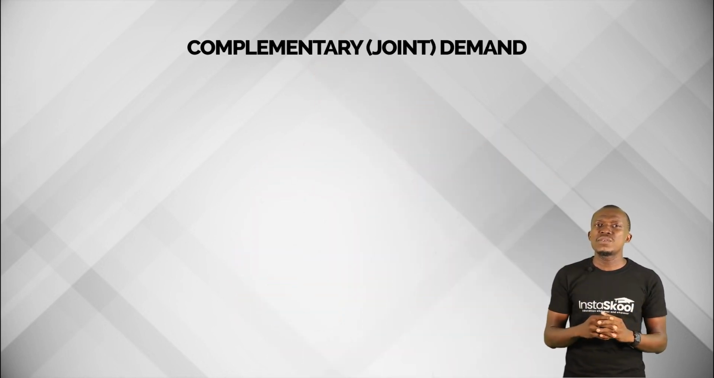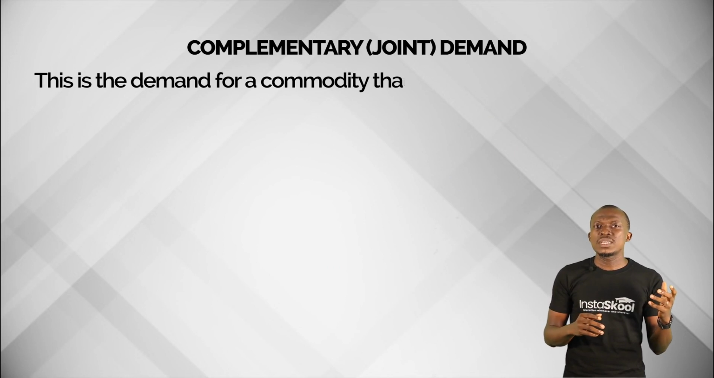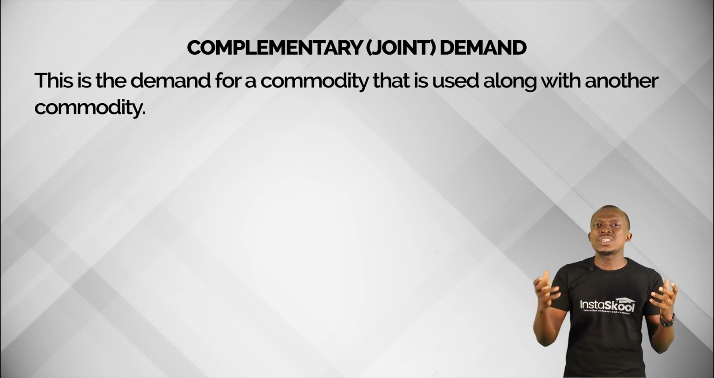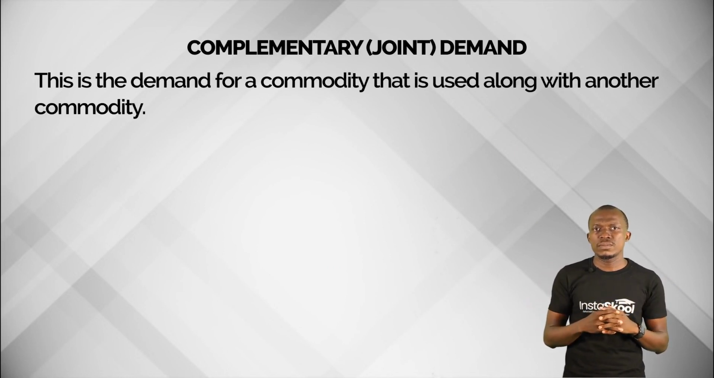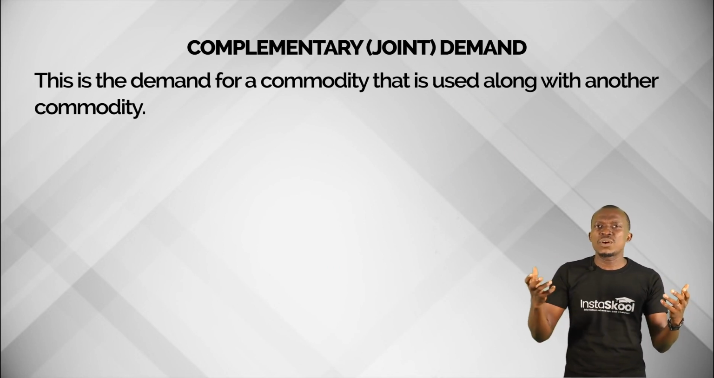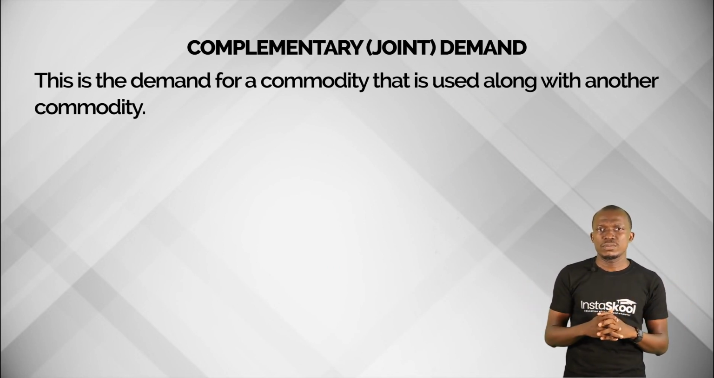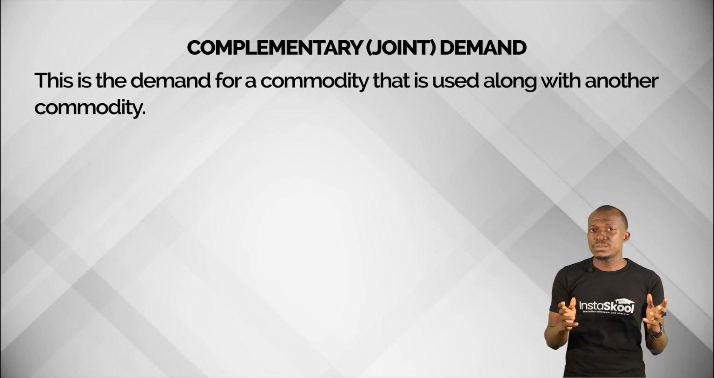So the first type of demand is a complementary or joint demand. This is the demand for a commodity that is used along with another commodity. And so when you are demanding for commodity A, you demand for commodity B as well. Can you think of an example?